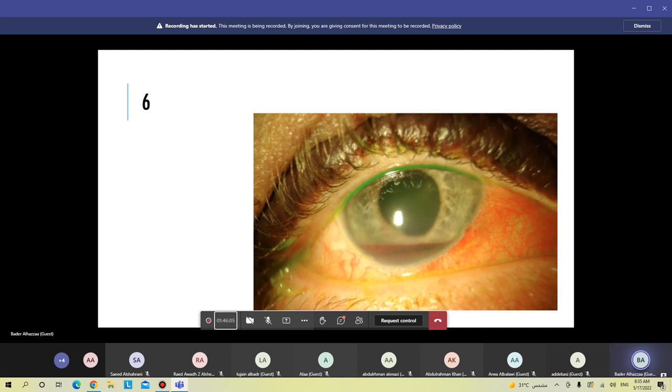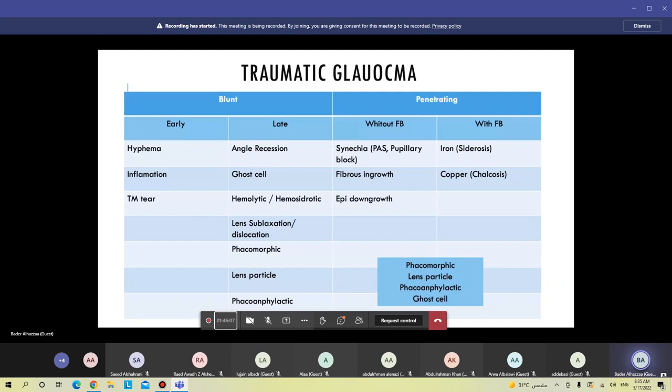Okay, this table summarizes some of the causes of traumatic glaucoma. You can take a picture or screenshot to review it later on.